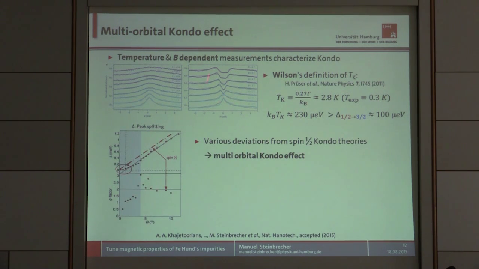Additionally, we can plot the peak splitting we obtain from these measurements and also the g factor, and we will see that we will get huge differences from a spin 1/2 model, where this would be this line here, or we would have a g factor of 2. And all this leads to the conclusion that we really have a multi-orbital Kondo effect, where not only a spin 1/2 orbital is involved, and this might be a test system to develop more advanced Kondo theories to apply to this model. And this Kondo resonance is actually very sensitive, and we want now try to use it as a sensor.